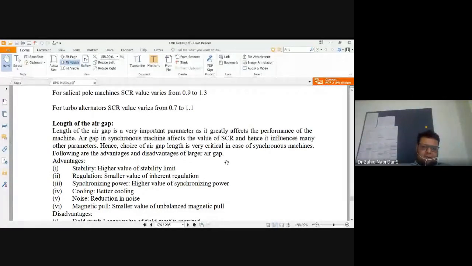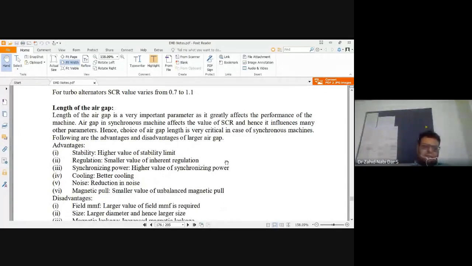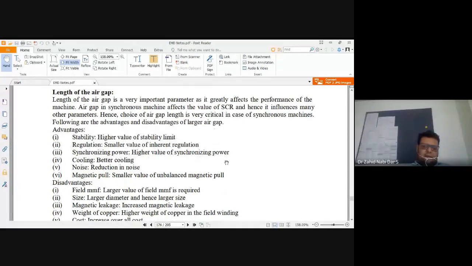Basically, what are the advantages and disadvantages? This question will definitely come for 10 marks. If you can remember, the advantage is stability, like a higher value of stability limit.